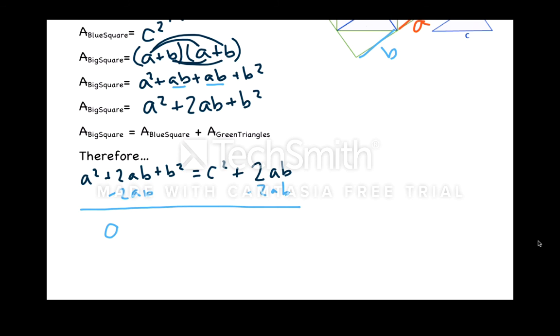And so I rewrite this. I have A squared, 2AB and negative 2AB cancel out, B squared, C squared, and 2AB and negative 2AB cancel out again. So once again, I have the Pythagorean theorem here, and I am done with this proof.